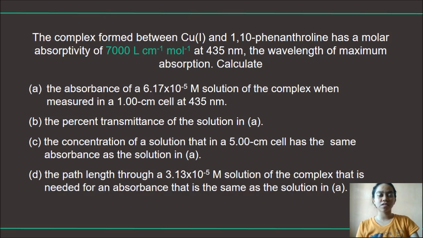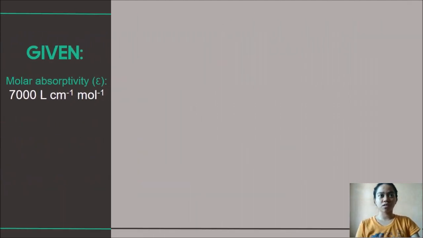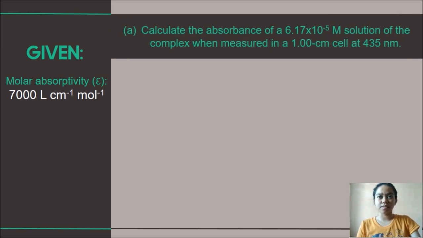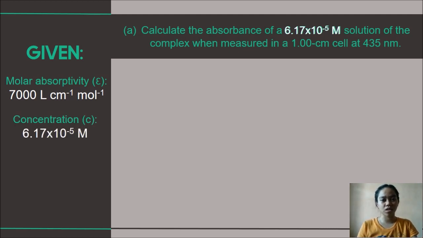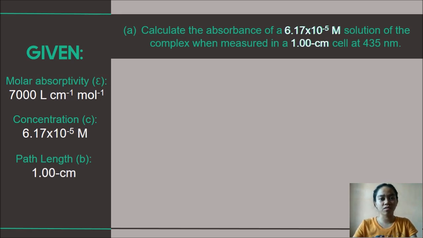We have here 7,000 liters per centimeter mole, which is clearly a molar absorptivity, so let's take note of that. The first question: calculate the absorbance of a 6.17 times 10 to the negative 5 molar solution of the complex when measured in a 1 centimeter cell at 435 nanometers. We have a concentration of 6.17 times 10 to the negative 5 molar, and 1 centimeter is clearly a path length. We need to calculate the absorbance of this solution.